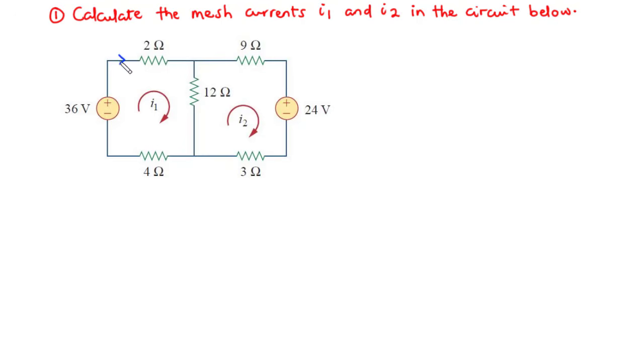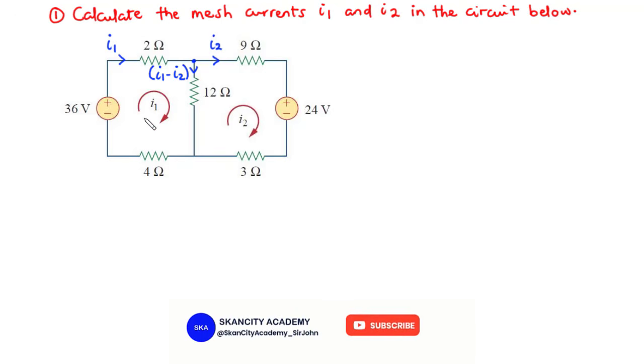So we have current I1 flowing through the 2 ohms resistor approaching this node, and then we have current I2 also flowing this way. The current flowing through this branch is going to be I1 minus I2. So the current flowing through the left branch is I1, the current flowing through the right branch is I2, and the current flowing through the middle branch is I1 minus I2.